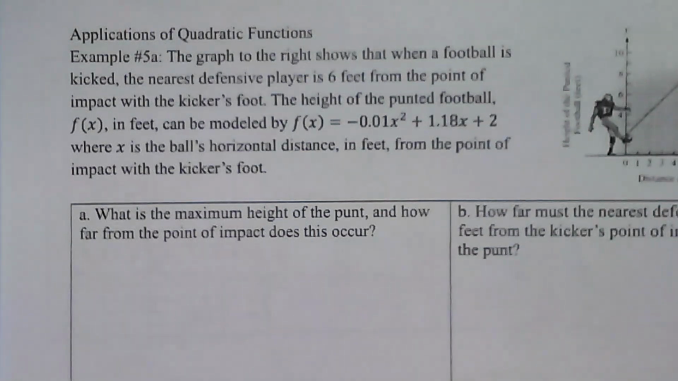height. Shows when a football is kicked, the nearest defensive player is 6 feet from the point of impact. The height of the punted ball is given by that equation there, where x is the ball's horizontal distance in feet from the point of impact foot. What's the maximum height of the punt, and how far from the point of impact does this occur?